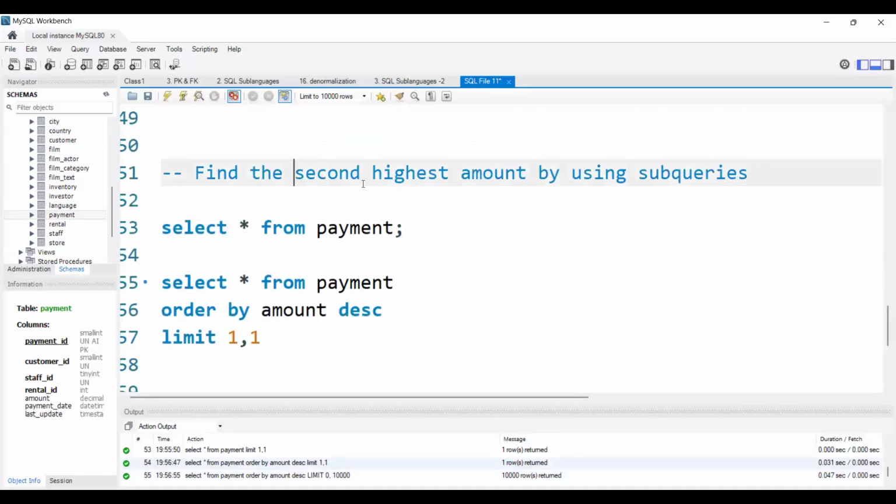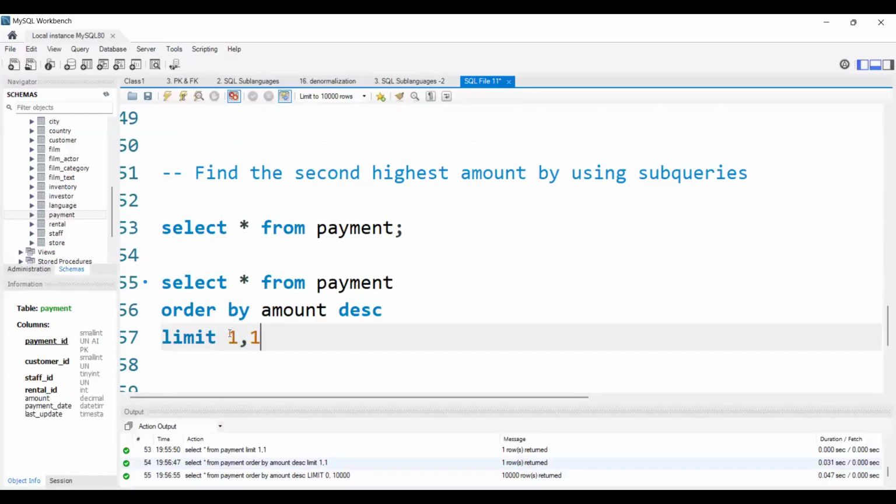So whenever we want the second highest amount, or if I say second lowest amount, I won't use DESC. I will sort it in the ascending order. Then I will use the limit clause. Correct.